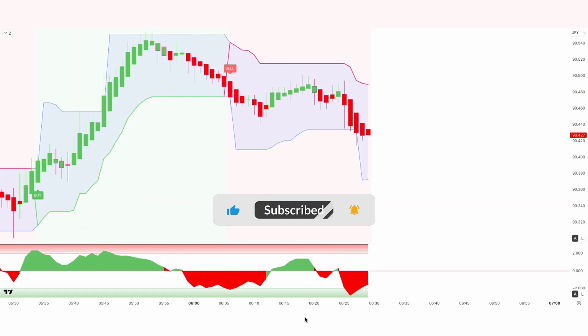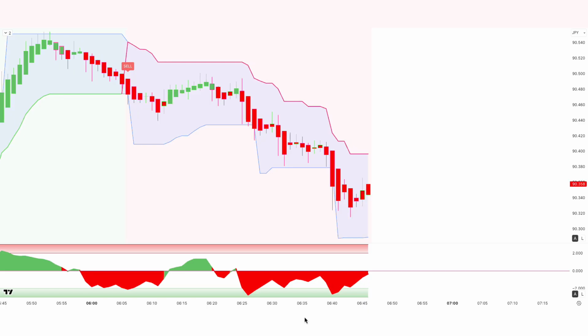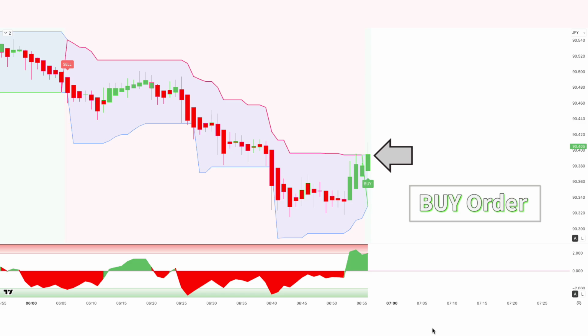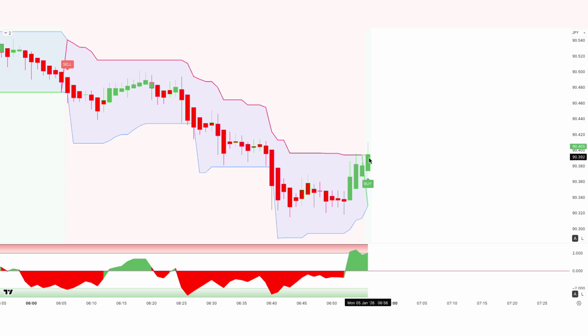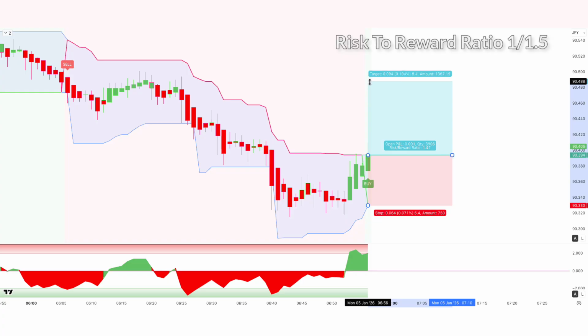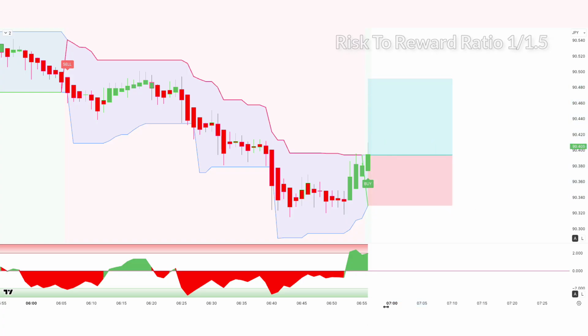Click OK. Now our setup is ready. Let's see how we use these trading setups. When the Super Trend arrow of this indicator is a buy signal, when the normalized Zurich is a green area, and when the market forms a bullish candle, if this condition is fulfilled, then we will place a buy order. Our stop loss is to be placed at the green line, and the risk to reward ratio will be 1:1.5.